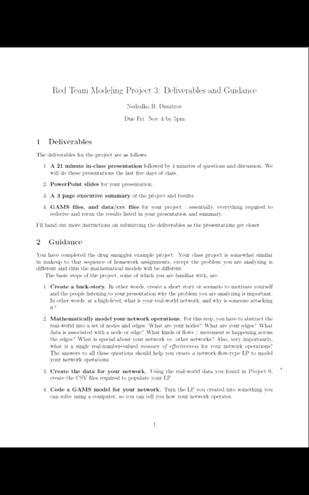So, the second or the third step is to create some data for your network. And so, you should have already had a start on this in terms of creating some CSV files. Step 4 is to create a GAMS model for your network. So this is just to run the LP that you figured out in step 2.